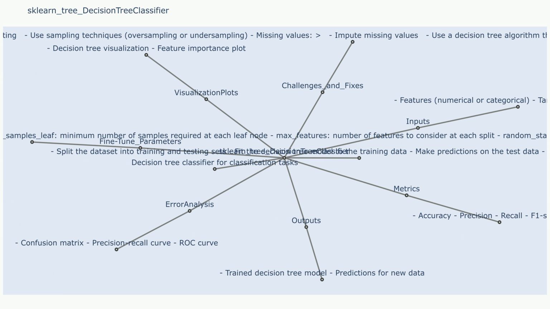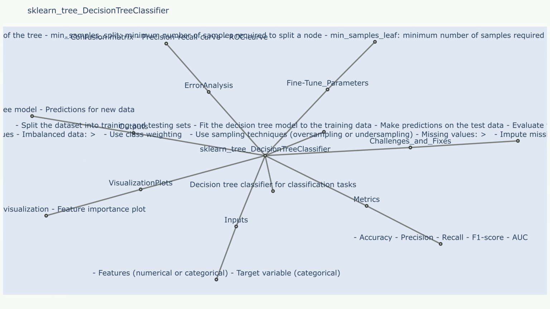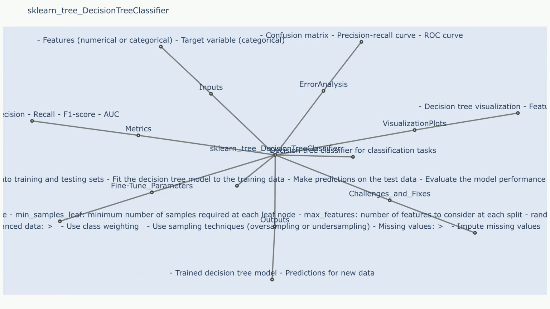Steps. Training. The algorithm learns from the training data to build a decision tree structure. Prediction. Given new data, it traverses the tree based on the feature values, reaching a leaf node that represents the predicted class. Metrics. Accuracy measures the proportion of correctly classified samples. Precision measures the proportion of correctly predicted positive samples among all predicted positive samples. Recall measures the proportion of correctly predicted positive samples among all actual positive samples. F1 score. A harmonic mean of precision and recall, providing a balanced metric for imbalanced datasets.